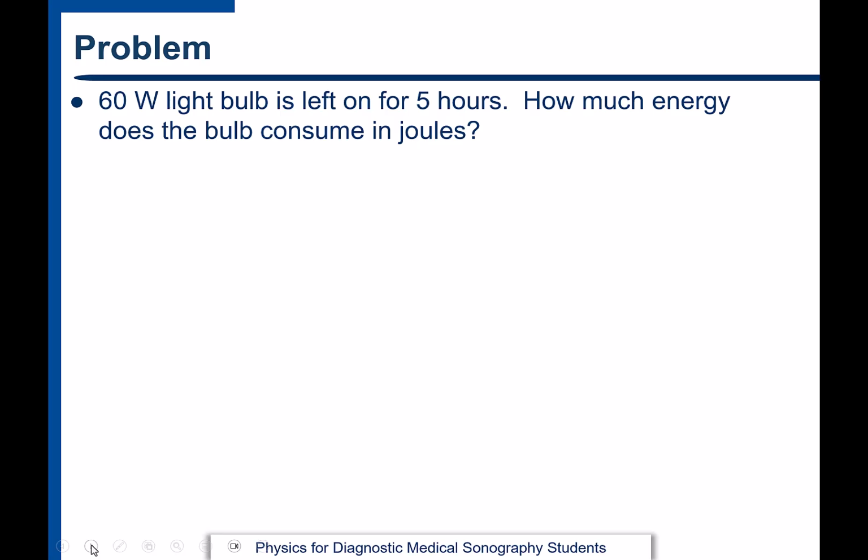So let's start out with a light bulb problem. It says a 60 watt light bulb is left on for 5 hours. How much energy does the bulb consume in joules? So one of the things that we've talked about previously is this idea that you've got to have that table in your head of quantity, symbol, and unit. And here's a good example of why that's important.